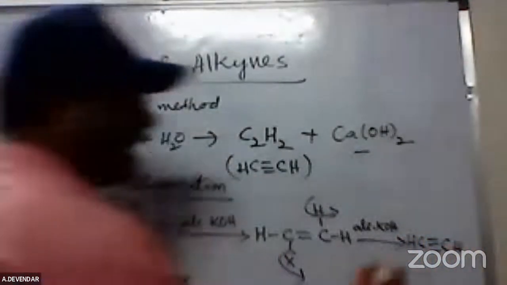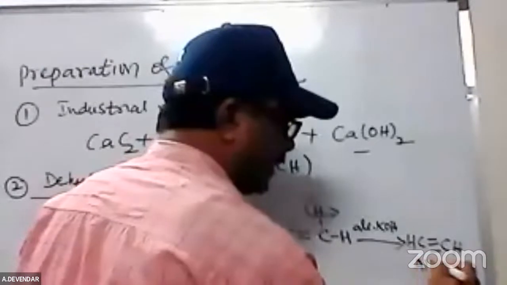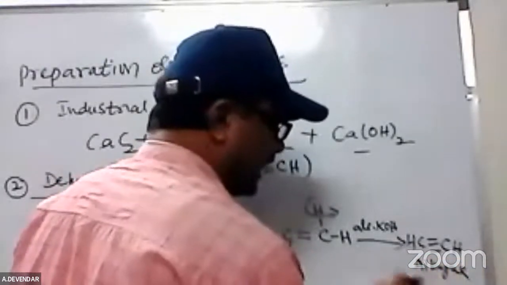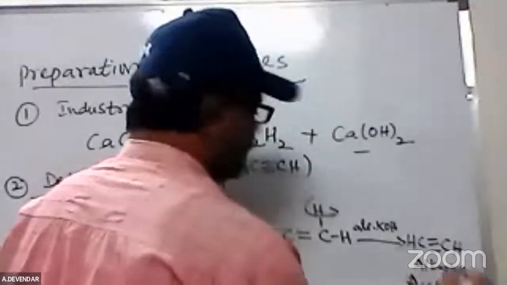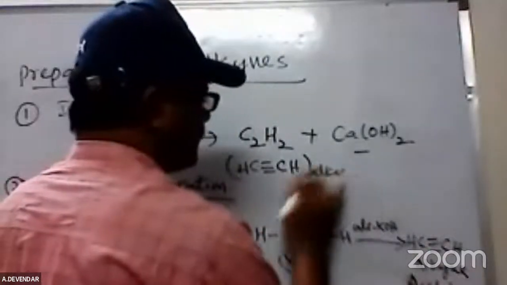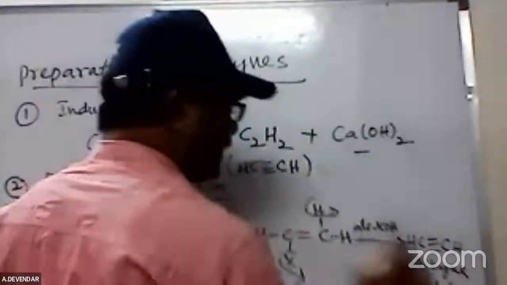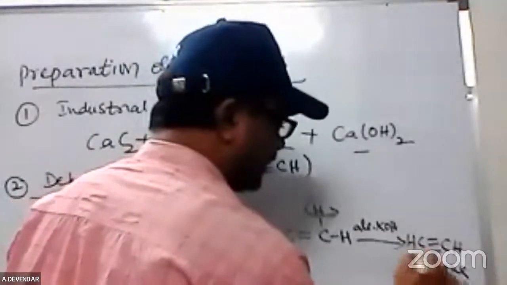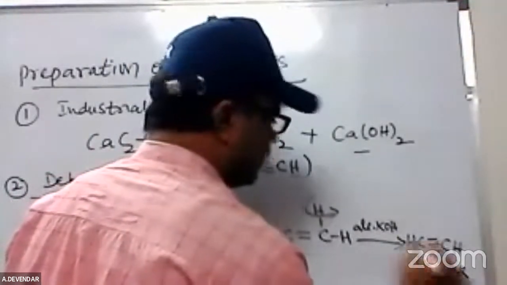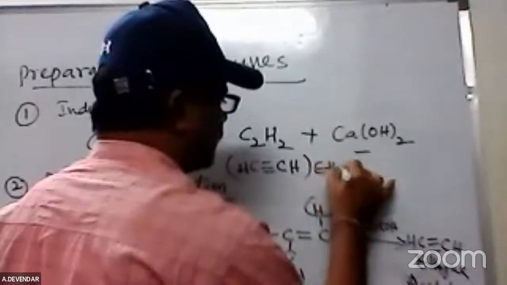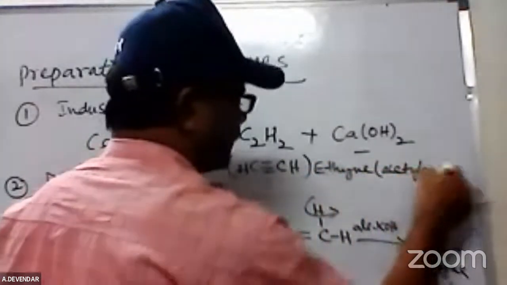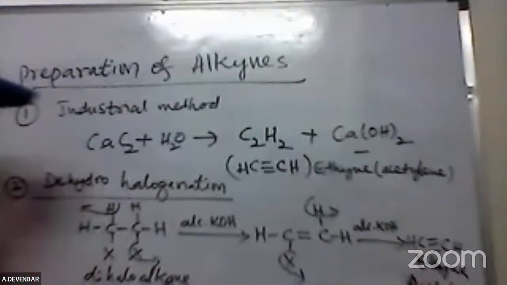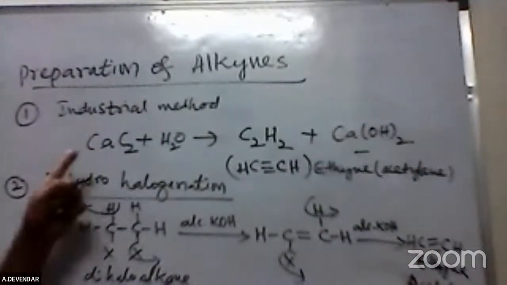acetylene. That is the alkyne. Alkyne is also called acetylene. It is a general name. It is an alkyne, or you can call it ethyne. Ethyne. Ethyne is called acetylene, the common name. So this is one more method, dehydrohalogenation.